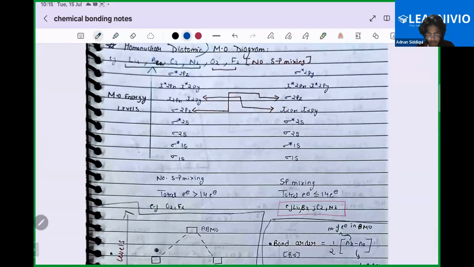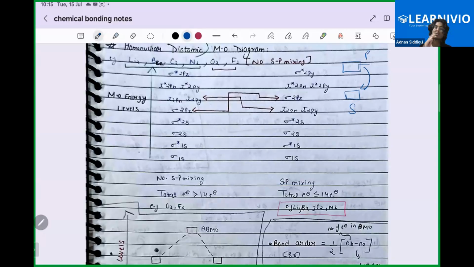Till 14 electrons, if you have a molecule where there are 14 electrons or less than 14 electrons, sp mixing will be present. S and p orbitals will be close enough to each other, and they will allow themselves to mix with each other.